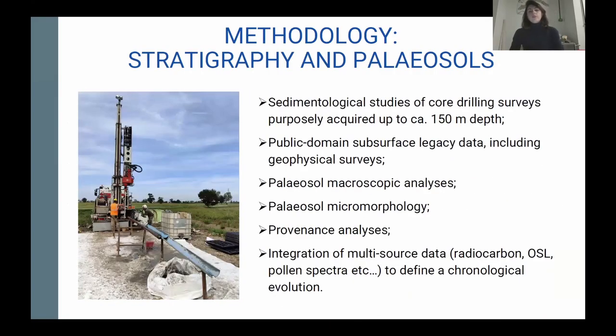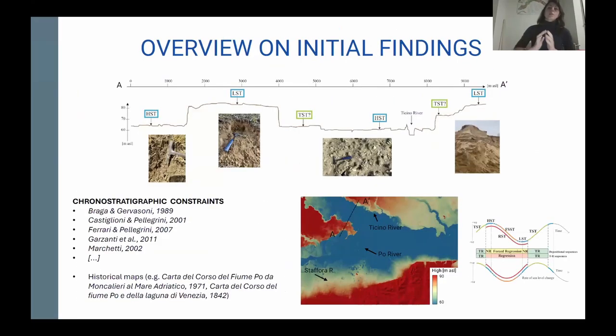In fact, the second part of my research is based on stratigraphy and paleosols, with some sedimentological studies of core drilling surveys associated with public domain subsurface legacy data, then paleosol macroscopic and microscopic analysis, provenance analysis, and of course the integration of dating analysis, for example, radiocarbon and pollen spectra. So here I want to show you a first overview of my initial findings.